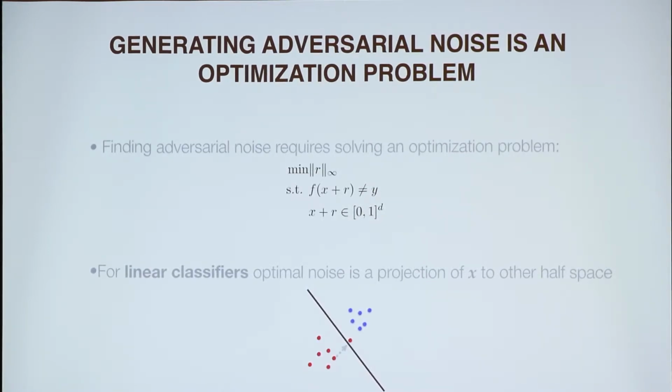So when we're looking at linear classifiers, the question of what the optimal noise is has a pretty straightforward solution. For linear classifiers, the optimal noise basically means we take a point and project it onto the hyperplane. By doing that, we create misclassification because the point goes beyond the decision boundary. That would be the minimal noise we can add to create misclassification. Does that make sense?